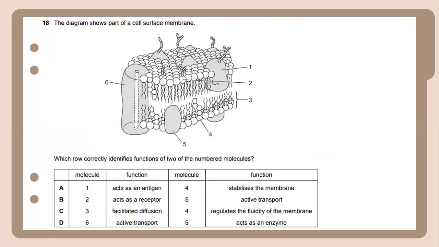The diagram shows part of the cell surface membrane. Which row correctly identifies functions of 2 of the numbered molecules? So, the correct answer will be B.